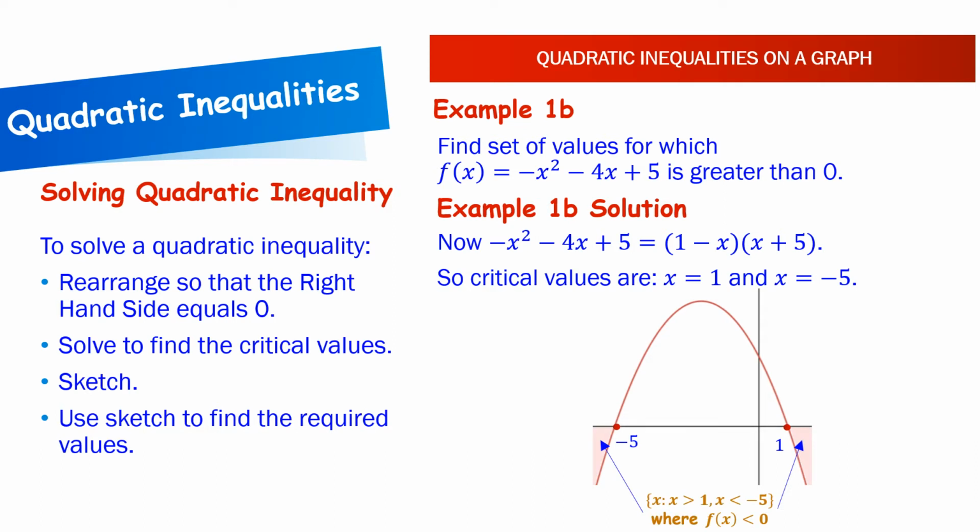The shaded region is where x is greater than 1 or x is less than minus 5. This is where f of x is less than 0. However, this region is where f of x is greater than 0. In this region, x is between minus 5 and 1. And here is a summary of the key points.